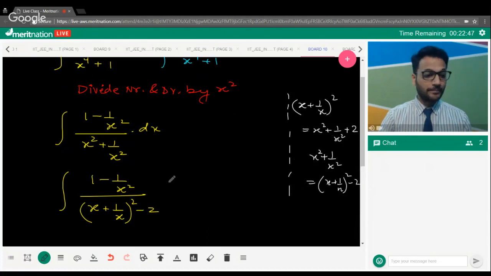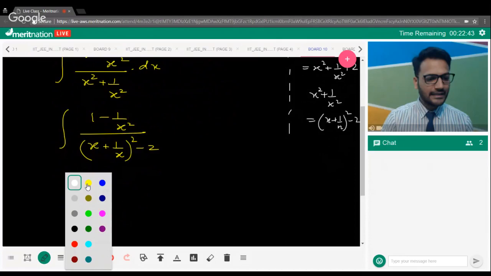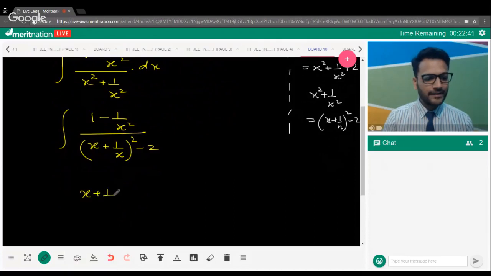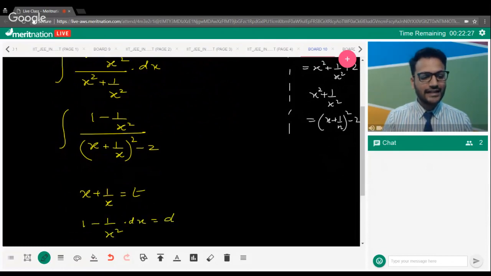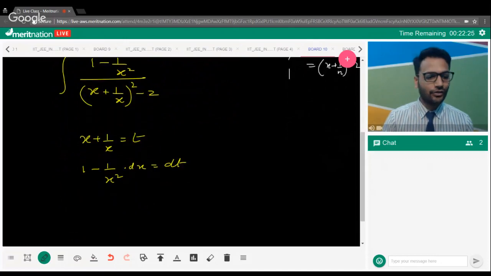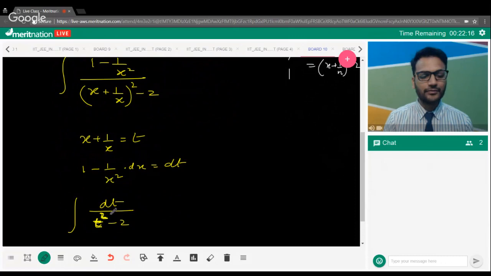So this is the logic. Okay, so over here, why did we do so? Because in this case, if I assume this to be t, I will get 1 minus 1 upon x squared as the derivative of this, dot dx. So we can directly replace it. If I replace it, we'll directly get t squared minus 2. And then it's a simple formula which we need to apply, right? This is a simple formula which we need to apply.